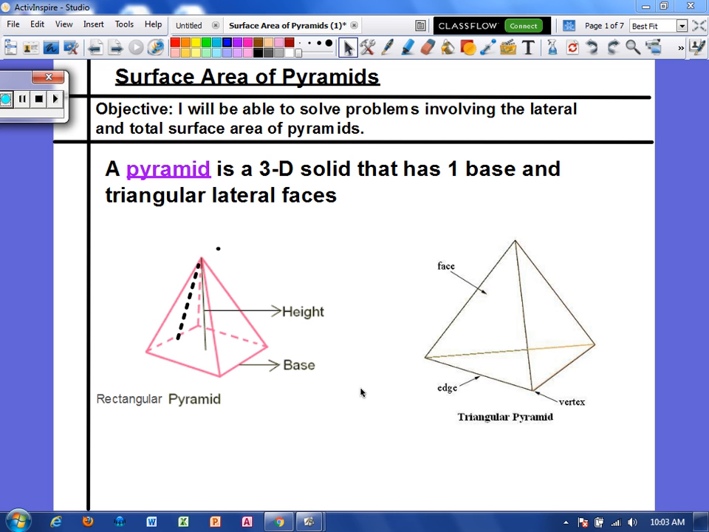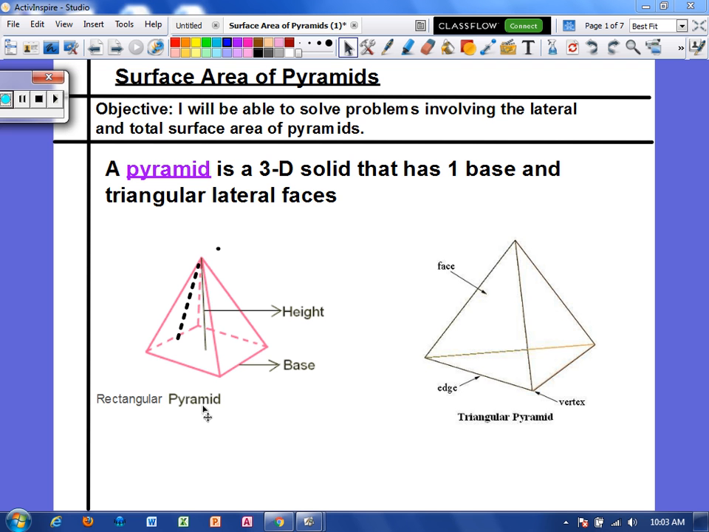So a pyramid is just a 3D figure that has one base and triangular faces. The difference between pyramids and prisms is that prisms have two bases and a pyramid only has one. So we are going to focus on rectangular pyramids and triangular pyramids this year.